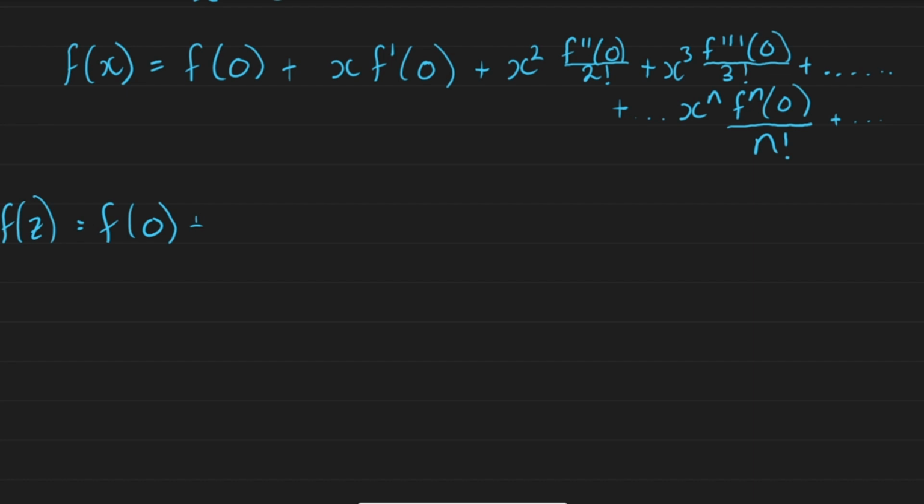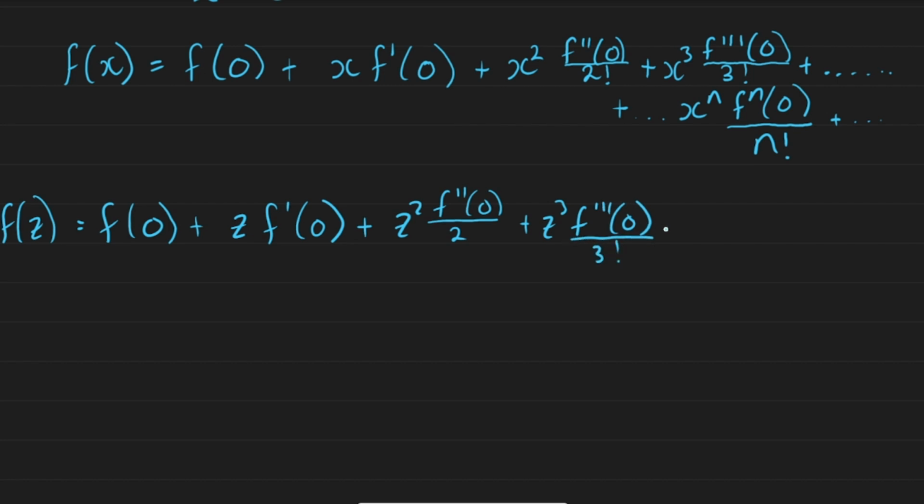Then we would have z times the first derivative at 0, plus z squared times the second derivative where z is equal to 0, divided by 2 factorial, plus z cubed times the third derivative at 0, divided by 3 factorial, and so on. And then the general term would be, of course, z to the power n times the nth derivative at 0 divided by n factorial.